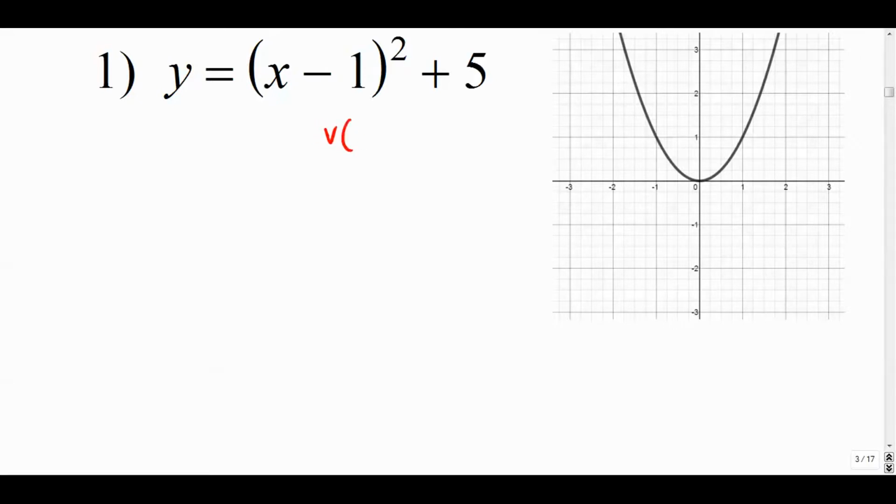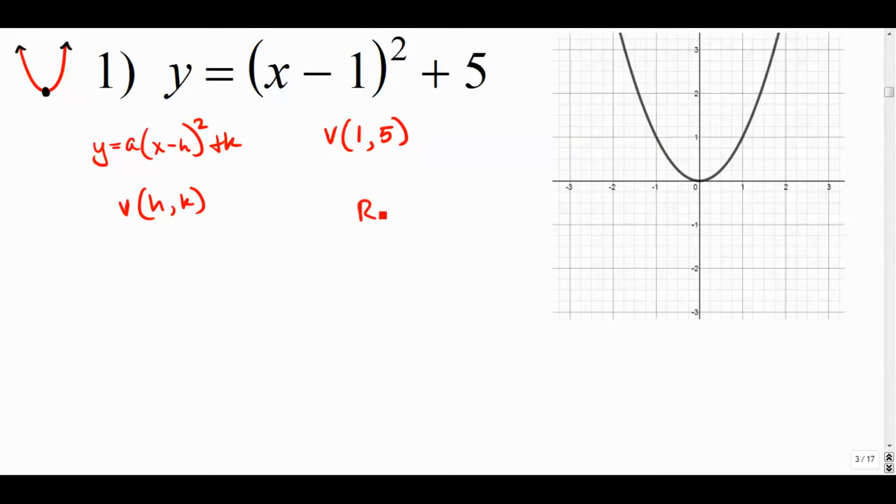It's already in vertex form. If you're aware of what vertex form is all about, in this form we have y is equal to a times the quantity x minus h squared plus k, where (h, k) is our vertex. The vertex of a parabola is essentially just the min or the max, right? It's where it turns. So the vertex in this case is (1, 5). So this thing is shifting right 1 unit and up 5 units. Right 1 and up 5.